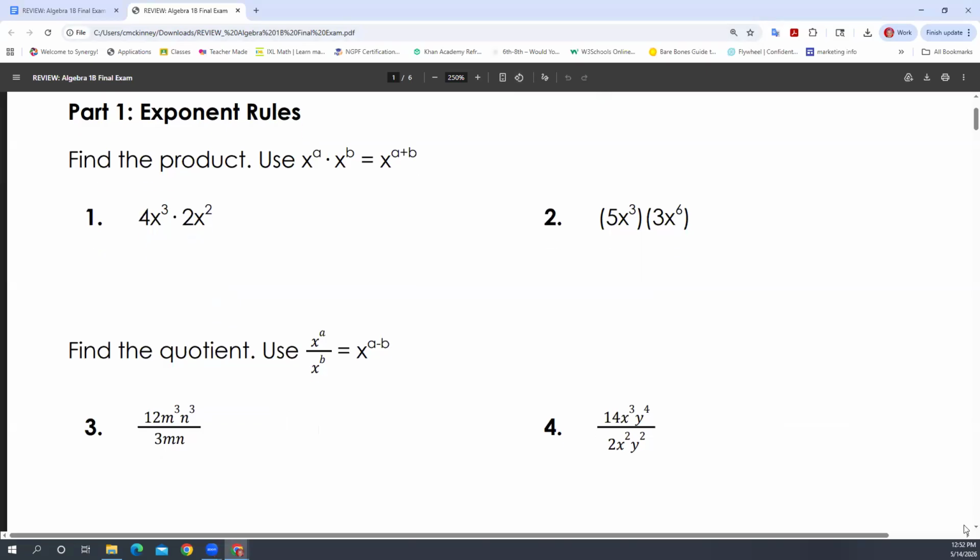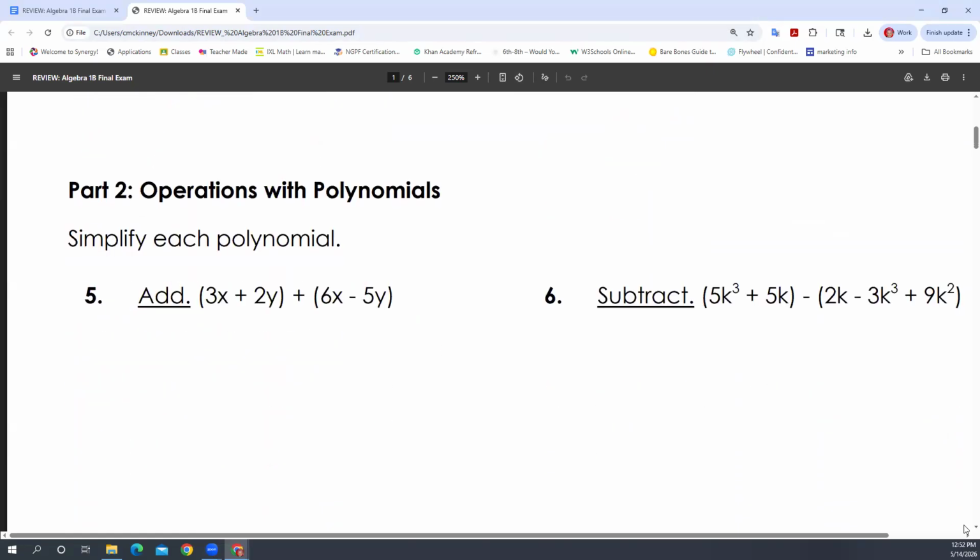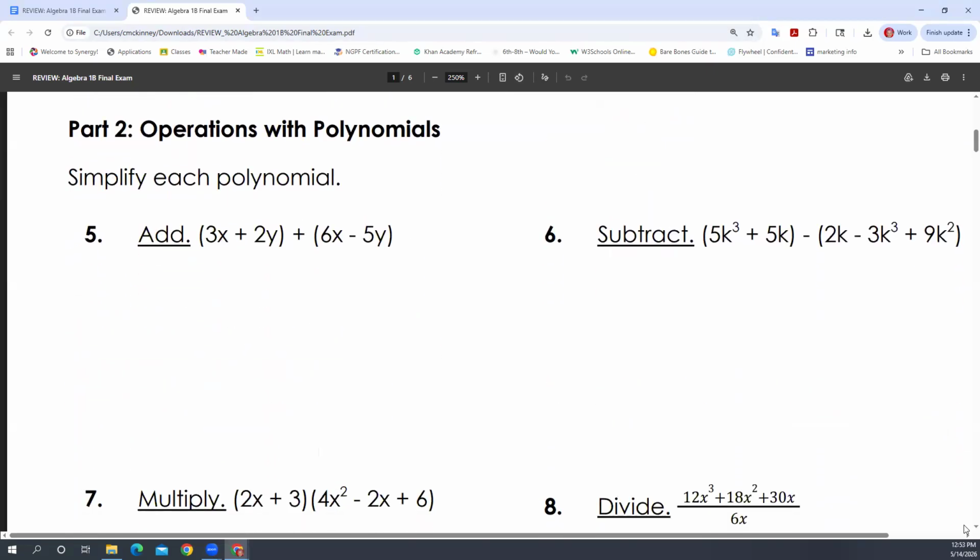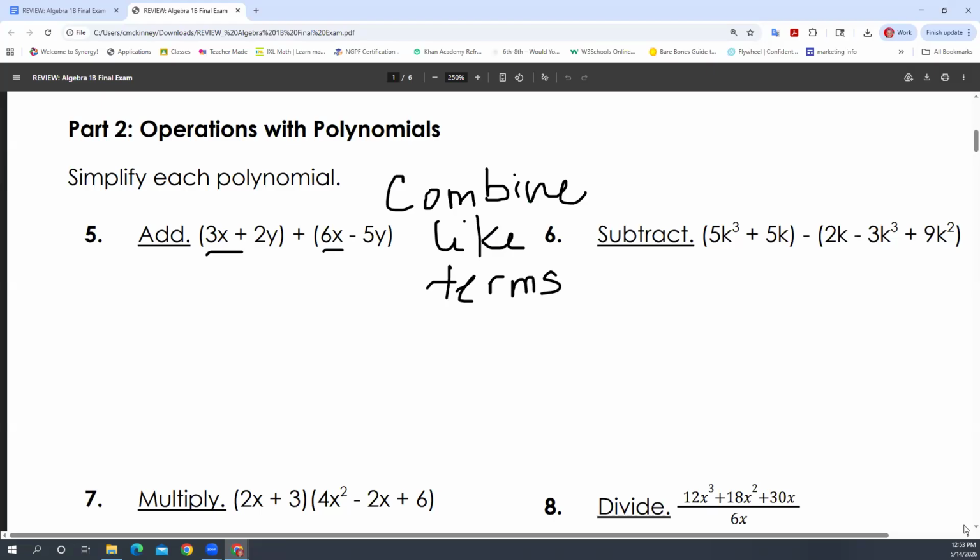All right, hopefully so far you're feeling good about things. And then with polynomials, these are all considered simplifying, but this first one is addition. So this is just simply combining like terms, right? So for adding and subtracting, we're combining like terms. So the 3x and the 6x, 9x, the 2y and the negative 5y, negative 3y. So be sure that you consider that sign in the middle to be a part of that second term.